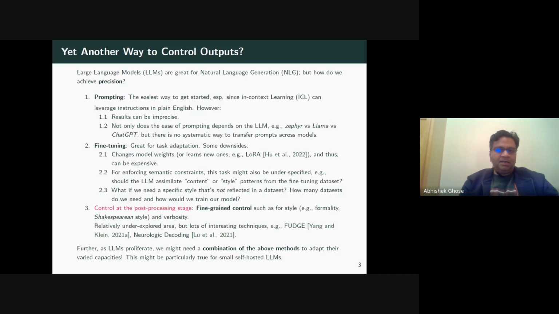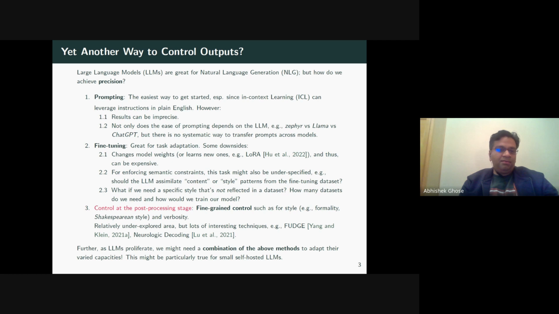So when I say controlled text generation, you might be wondering that there are ways to control what an LLM produces in various ways, right? Prompting being the most popular one, and then if you have fine tuning, right? Then why do we need another way to control outputs? So I have listed some pros and cons of each of these approaches. Prompting is definitely the easiest to get started with, especially since you can write instructions in plain English. The problem with prompting is that the results can be imprecise. Sometimes if you want very precise outputs, or if you want the outputs to have very precise properties, you have to struggle with creating the right prompt to get that, which can be difficult.